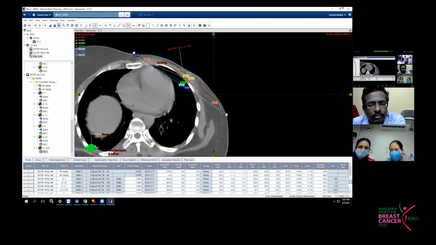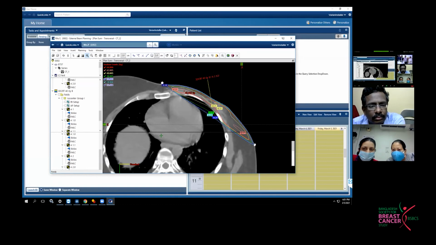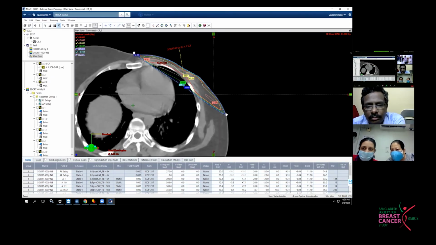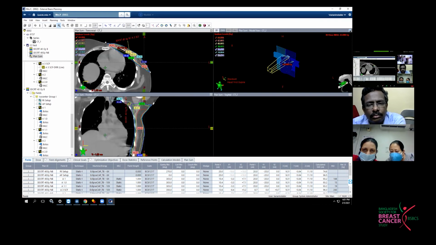First of all, I want to ask, is this a dual isocenter technique? Yeah. No? Single. I want to see the other view. Where is the other view? I mean, from where do we have to check the BEV?